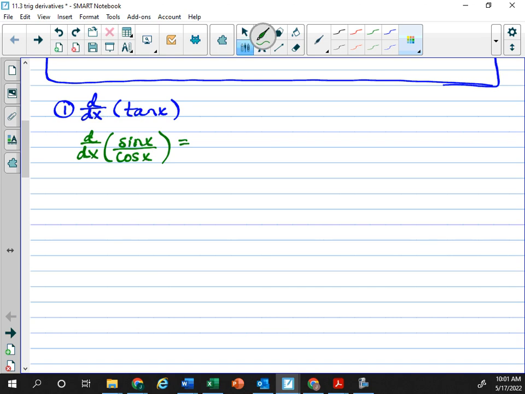Okay? So you start with denominator, which was cosine of x, times the derivative of the numerator. Well, what's the derivative of sine? Cosine, okay. Minus numerator, which was sine of x, times the derivative of the denominator. What's the derivative of cosine? Negative sine of x. Good. All over cosine squared x. Question? Okay, so that's just quotient rule.